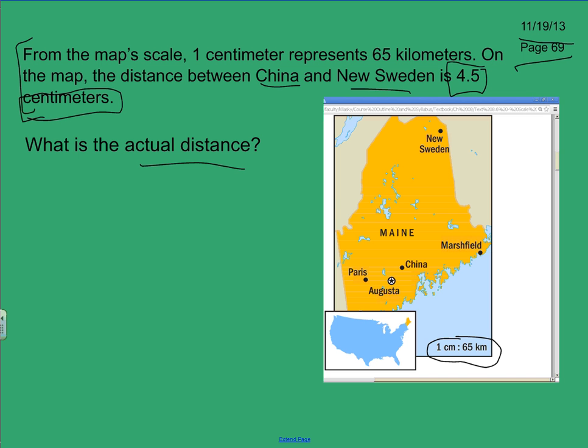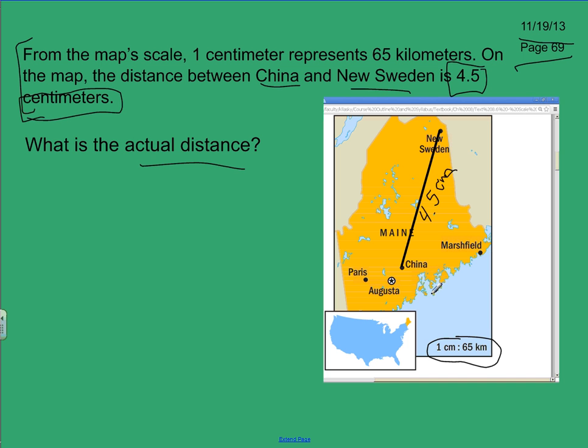Now, we don't have the distance from China to New Sweden marked on this map, so I'm going to go ahead and do that. That's part of my step one, drawing a picture, so I have some idea of what I'm working with. It then tells me that this distance is 4.5 centimeters on my drawing, and it wants me to find out how big the actual distance is, so how many kilometers it is.